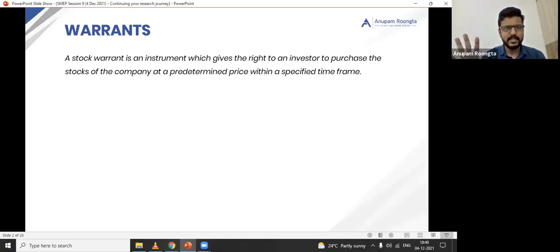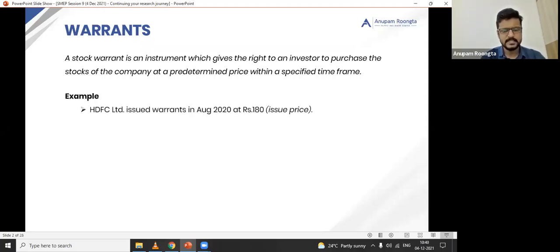Forget about the definition right now. We'll read that again after we look at the example. Look at this. This is an actual example. HDFC Limited issued warrants in August 2020, that is last year, at rupees 180 per warrant.